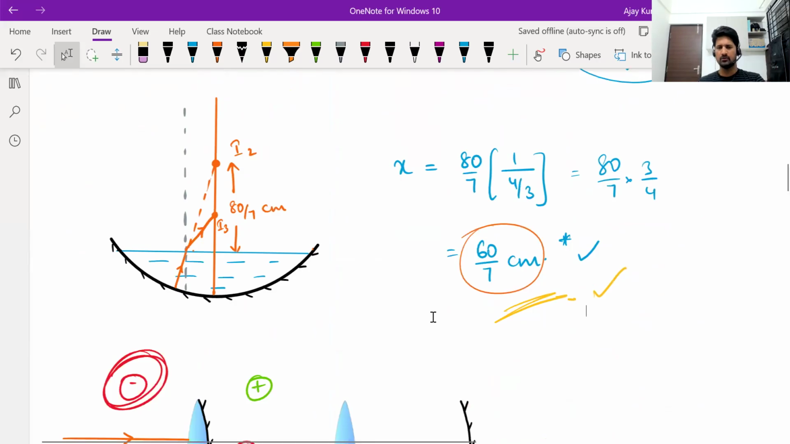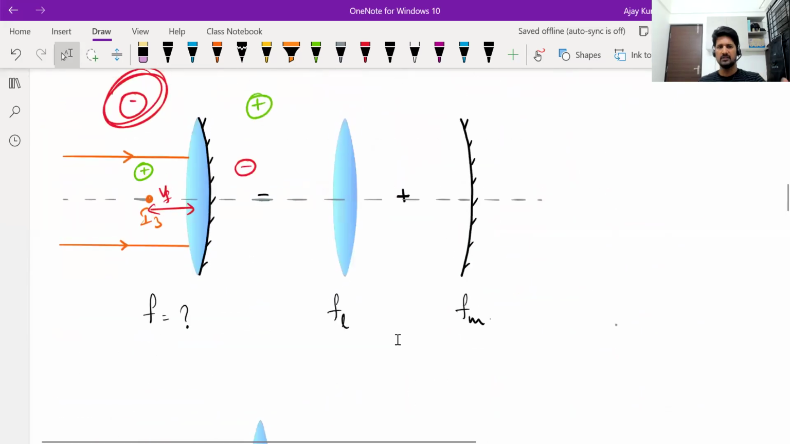Okay, so I'll send you today's notes. Go through it once, whatever we have done today. Solve the same problem on your own. Okay, and do this derivation of the focal length of a silvered lens.